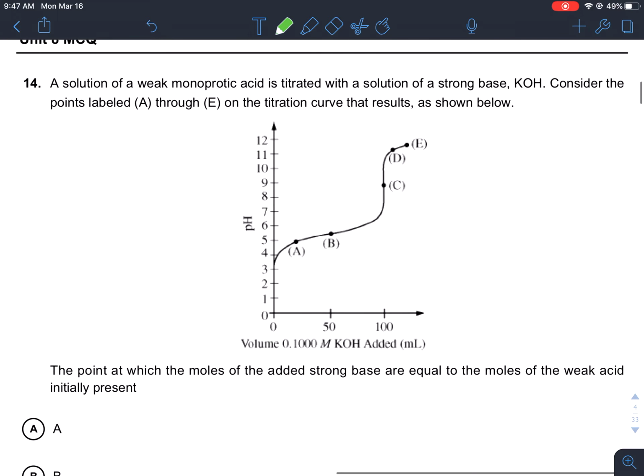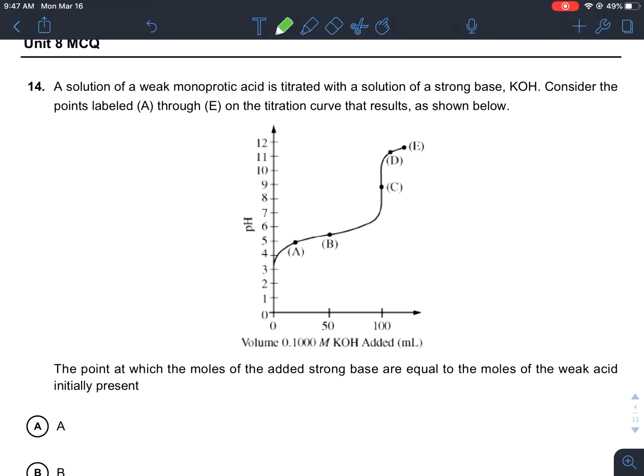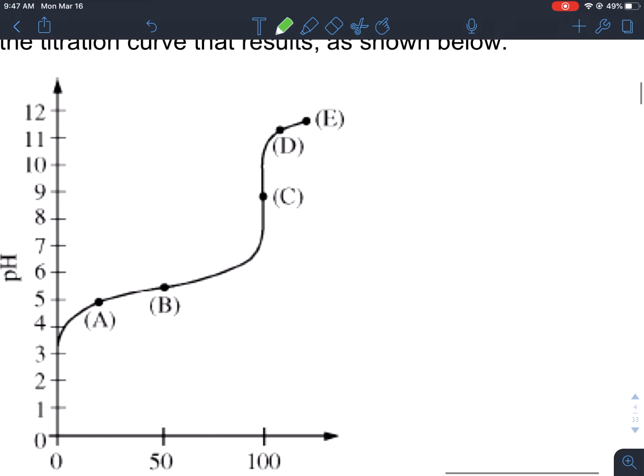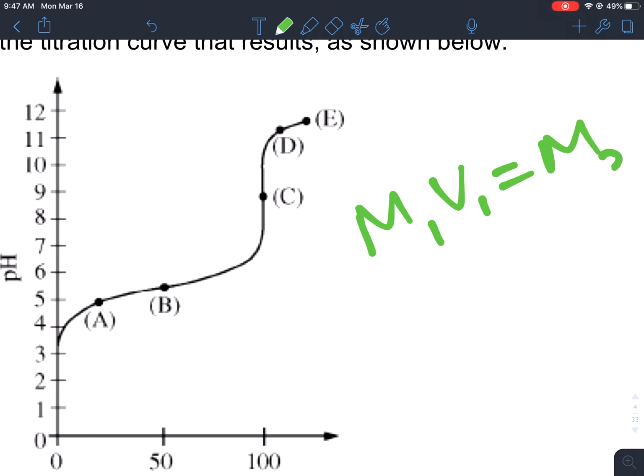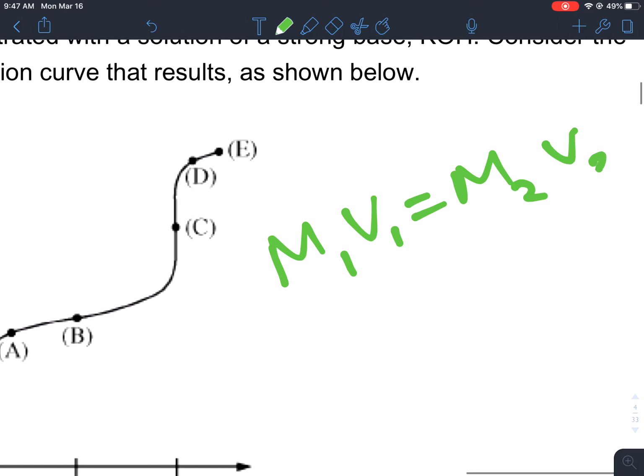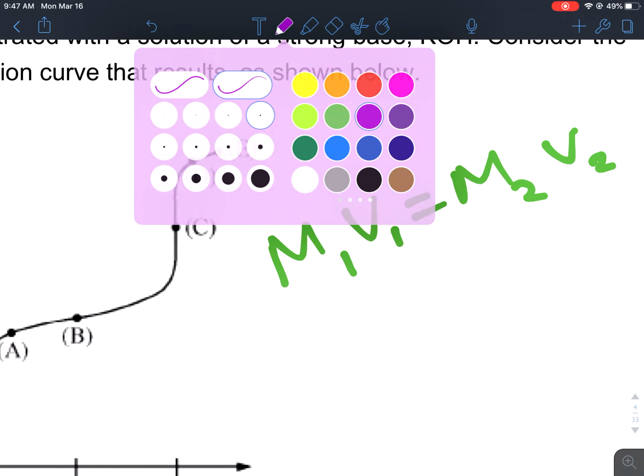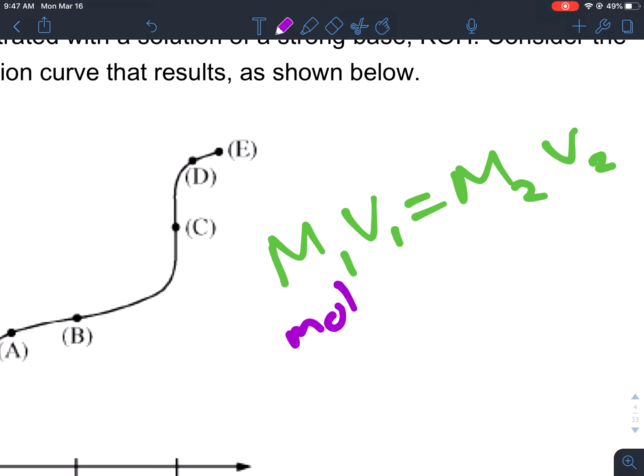13. A solution of a weak monoprotic acid is titrated with a solution of a strong base, KOH. Consider the points labeled A through E on the titration curve that results, as shown below. The point at which the moles of strong base added are equal to the moles of the weak acid initially present. Hey, we just talked about this. When your moles are equal, M1V1 is equal to M2V2. Can I do something here that I don't know how many of you actually know? Look, molarity is moles over liter, yeah? Volume is liter. Guess what? That gives you moles.